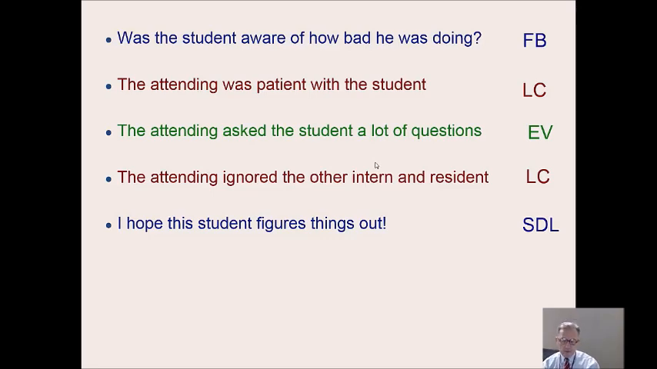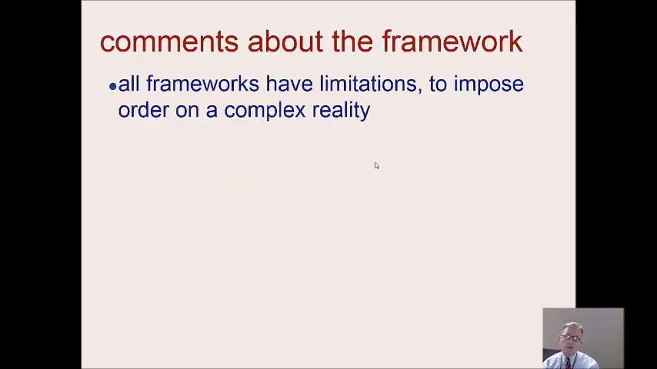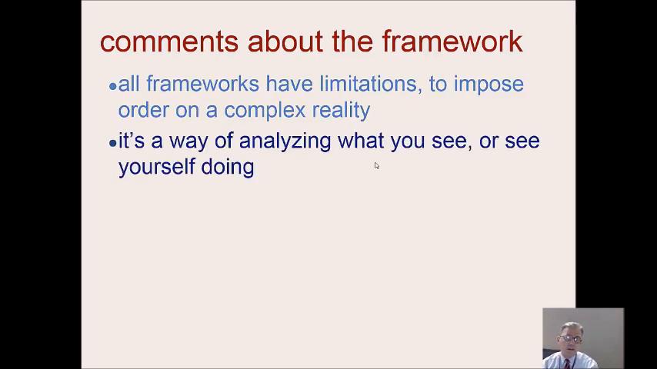Now, I have to make some comments about this framework and all frameworks. Any framework, including this framework of 7, has limitations. These are an attempt to impose some kind of order on a complex reality. So I don't want you to think that the 7 categories is the only way of looking at the relationship between the teacher and the learner. In fact, it's a way of analyzing what we see in the session, or what we see ourselves doing when we're teaching.